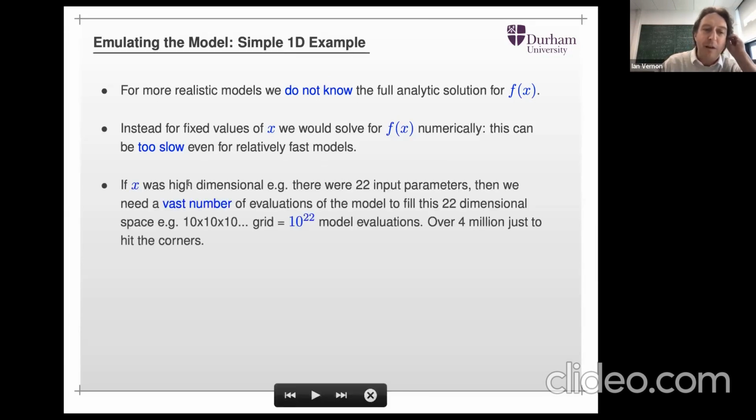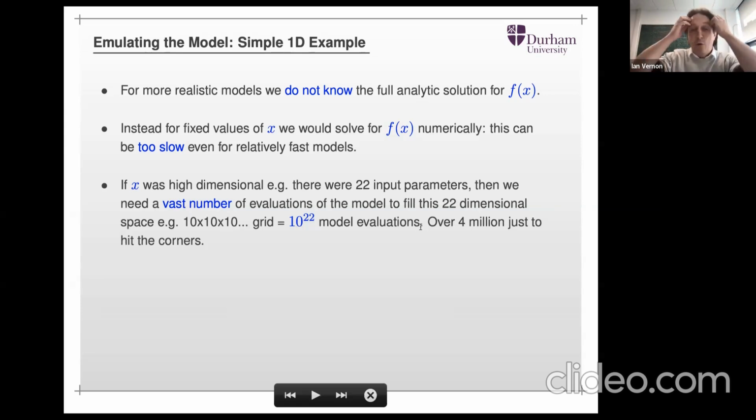So what do I mean by that? Well, if x was high dimensional, and just there I was talking about a one-dimensional x, my first set of pictures had a two-dimensional x, but the model we're going to look at has 22 input parameters. Well, then we'd need a vast number of evaluations of the model to fill this 22-dimensional space. Just to get your head around it, if I did a 10 by 10 by 10 grid, that'd be 10 to the 22 model evaluations, which is just huge.